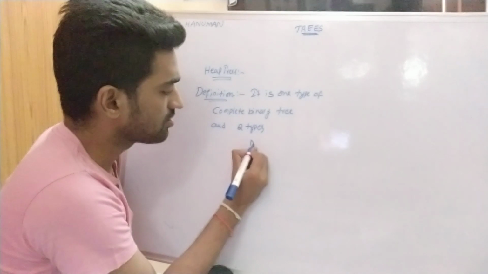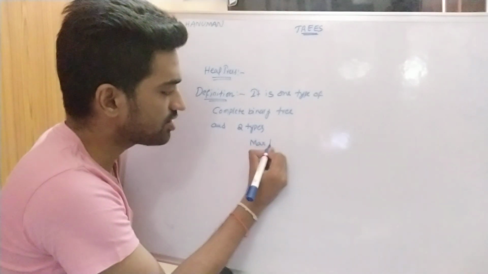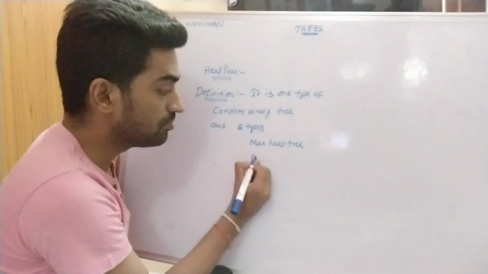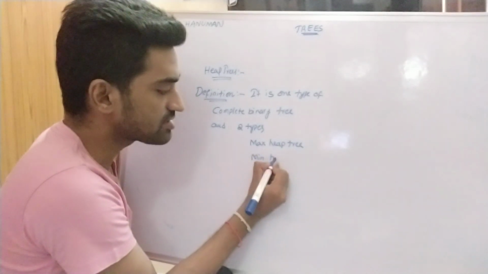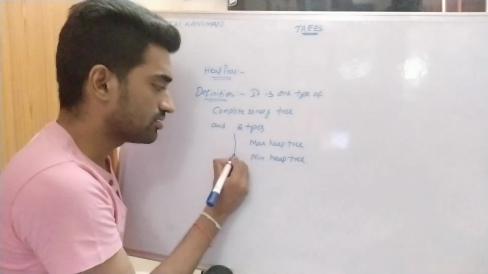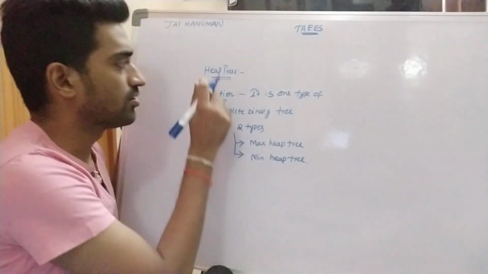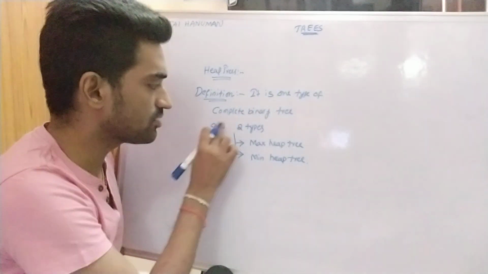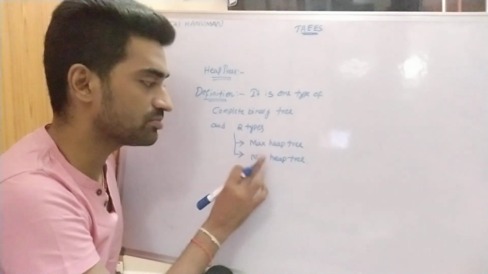One is max heap tree. Second one is min heap tree. Max heap tree, min heap tree. So a heap tree is one type of complete binary tree, and it can be categorized into two types: max heap tree and min heap tree.